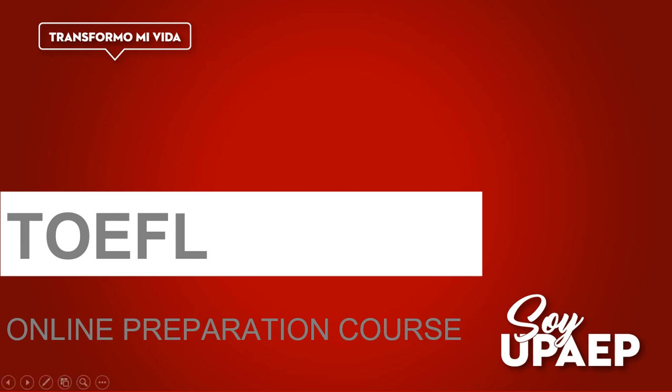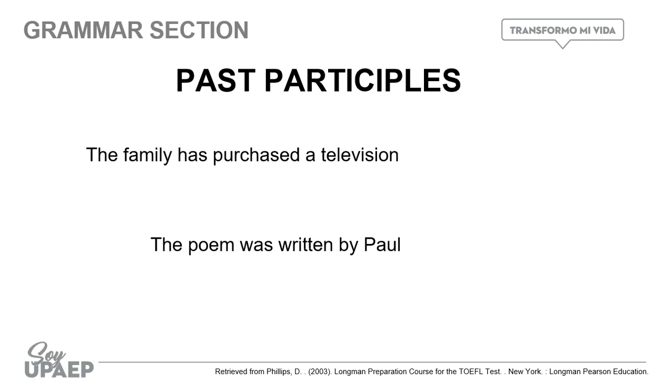What is a past participle? A past participle is a word that can be used in perfect tenses, right? It's a form of the verb that can be used in perfect tenses or in passive forms, okay? So, if you have ever seen a list of verbs, it is the third list. For example, forget, forgot, forgotten. Forgotten is a past participle. Write, wrote, written. Written is a past participle.